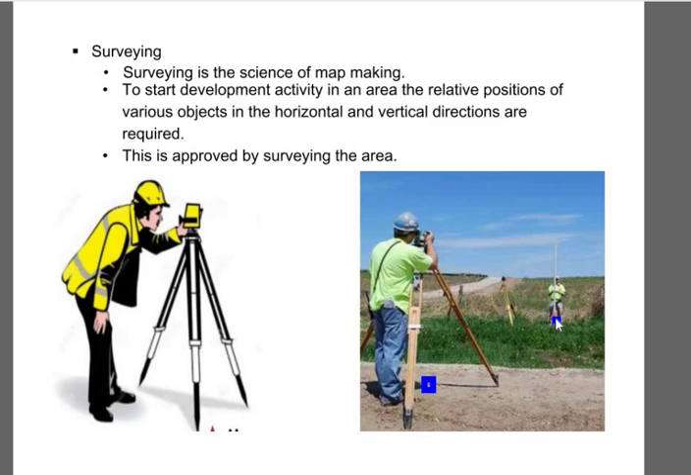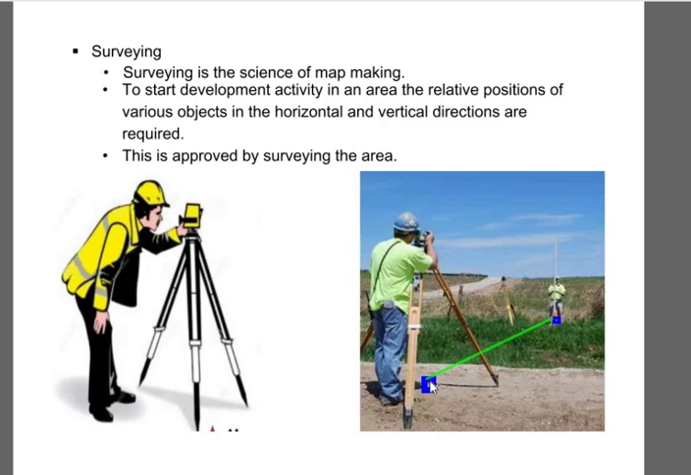Okay, so the height may be in minus, it may be in plus, with respect to this point. So this is called surveying. Then also the horizontal distance, the distance between these two points. Okay, this is called surveying.